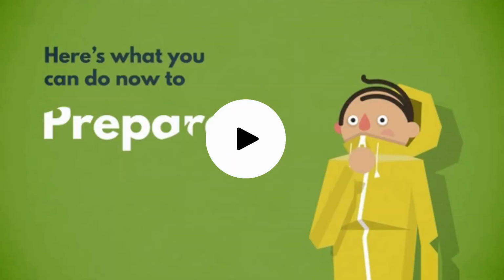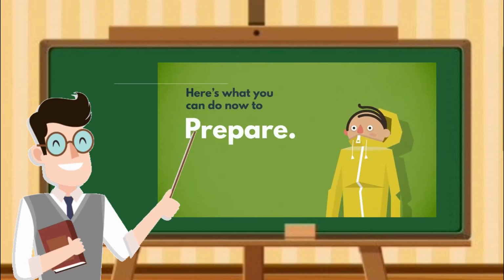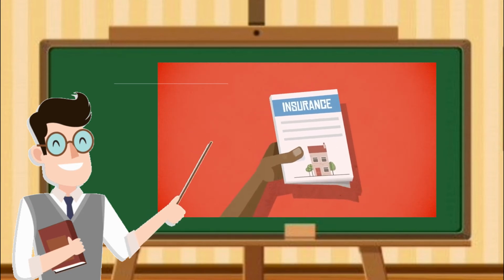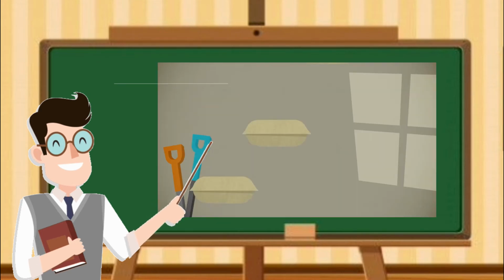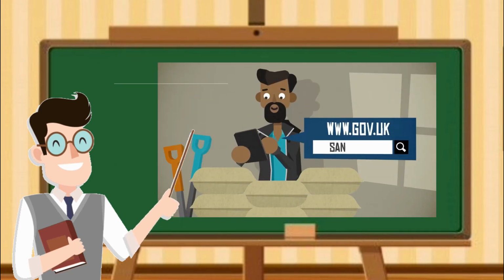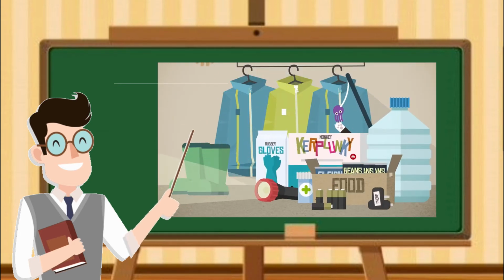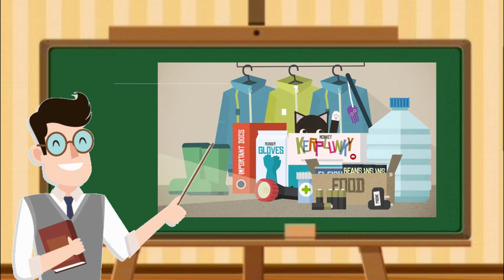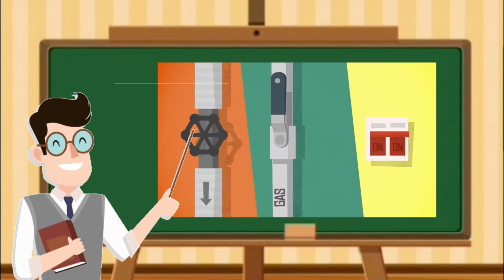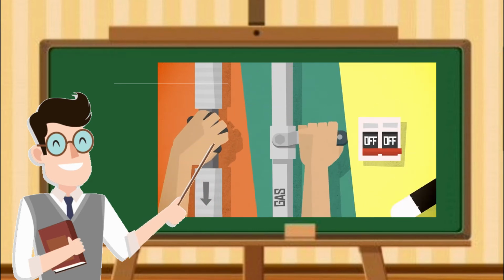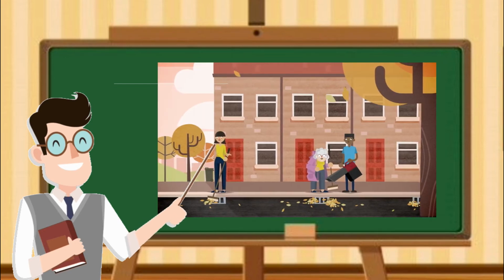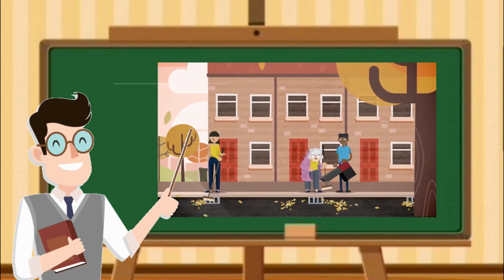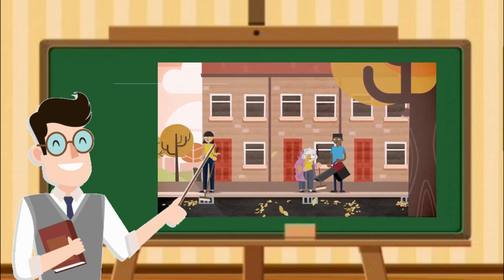For example, here's what you can do now to prepare. Make sure you've got the right home insurance. Keep your eye on the weather and sign up for flood alerts. Buying sandbags might help, but check government advice about how best to protect your home. Get an emergency flood kit ready and prepare important documents in case you have to leave in a rush. Make sure you know how to quickly turn off your water, gas and electricity mains. Clear leaves from your drains and, if it's safe, check the ones on your street. We maintain thousands of drains but cannot check all of them all of the time.